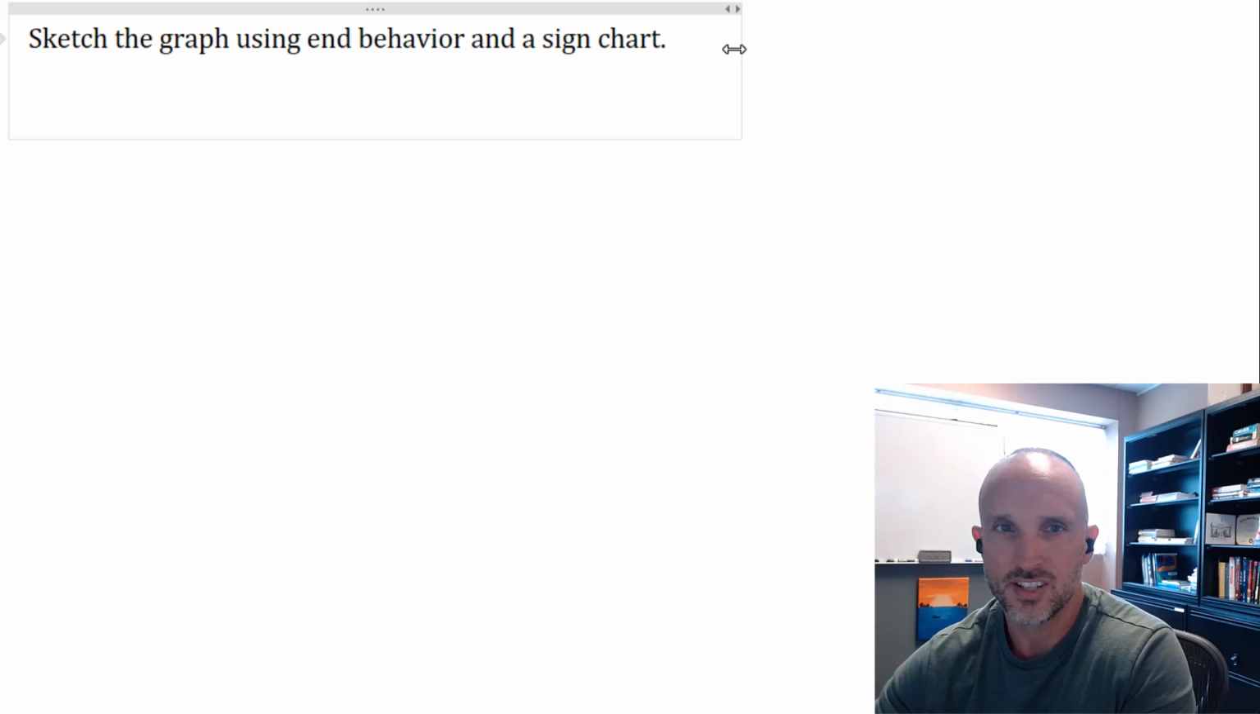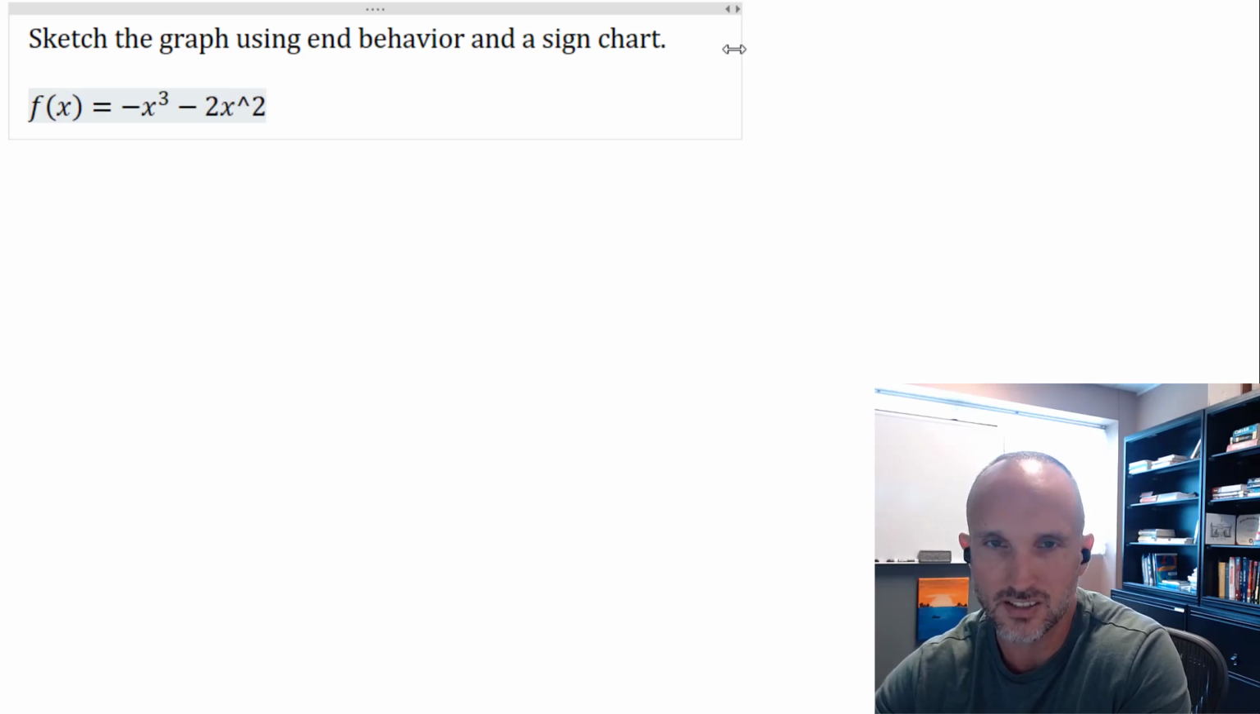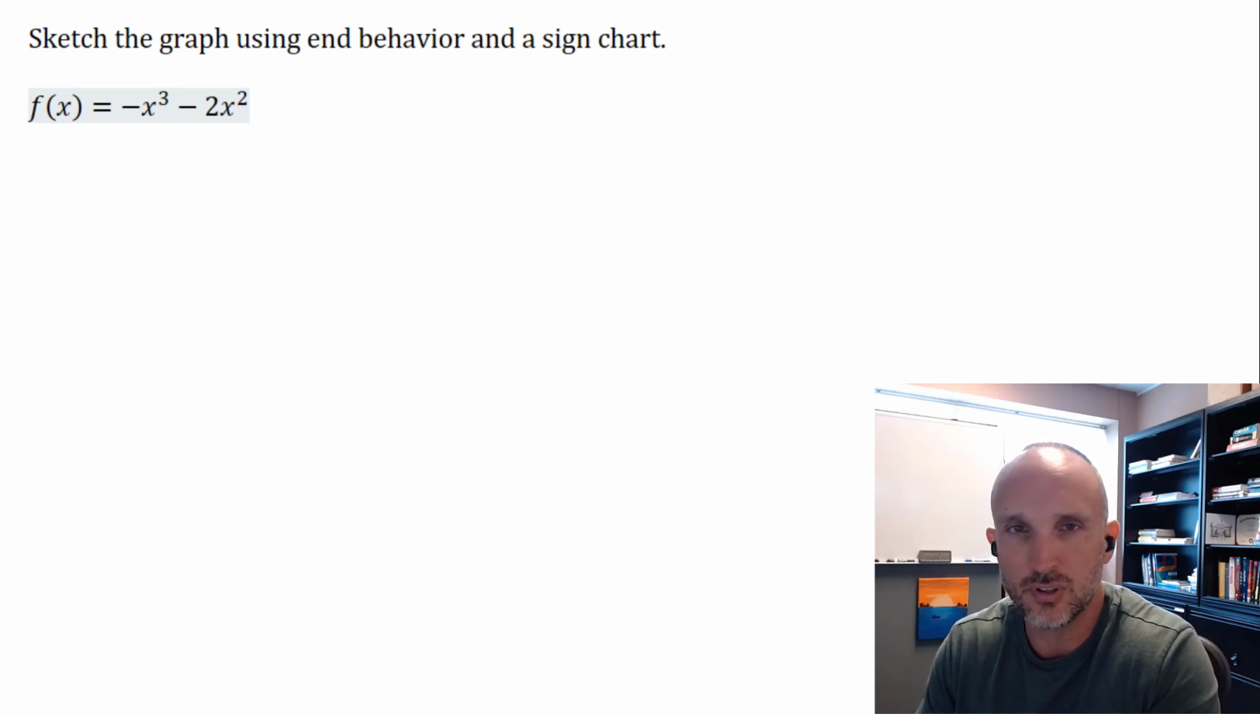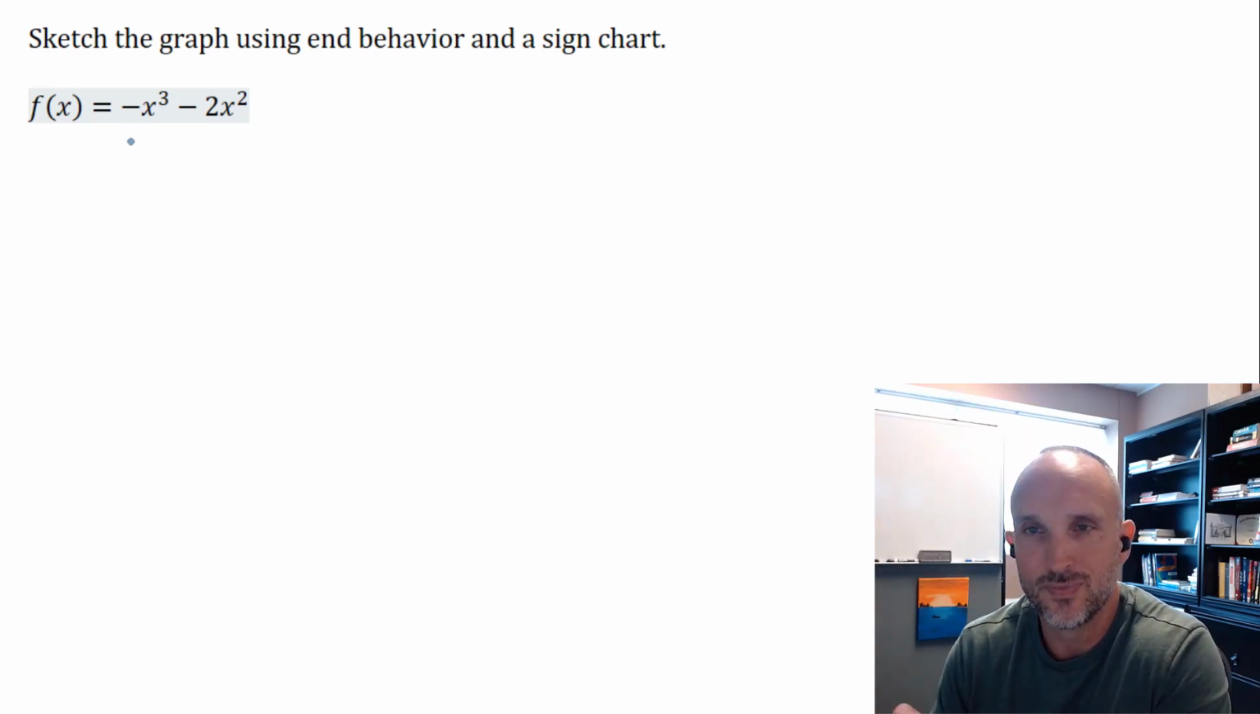All right, so our second example, we're going to sketch the graph again. This time our function is f of x equals -x cubed minus 2x squared. And so the disadvantage with this example is that the function isn't factored. We need to factor it so we can find its zeros.